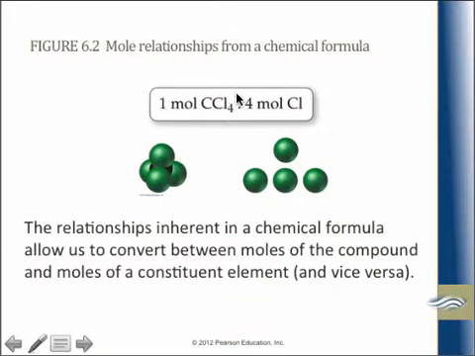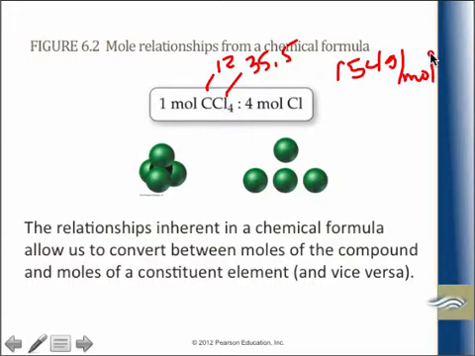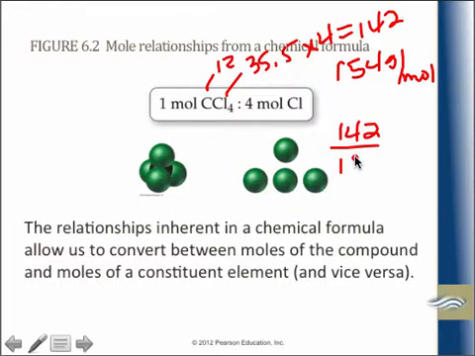If you had a molecule of carbon tetrachloride, carbon's worth 12, each chlorine's worth 35.5. This times 4 is 142 for the masses of the chlorines, plus 12 more would be 154 grams per mole. If I want to look at the percent by mass of chlorine, it would be 142 divided by 154, so 92% chlorine.